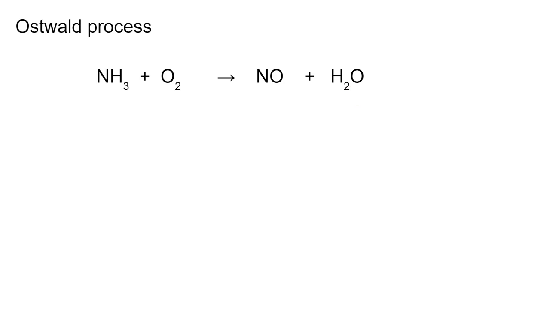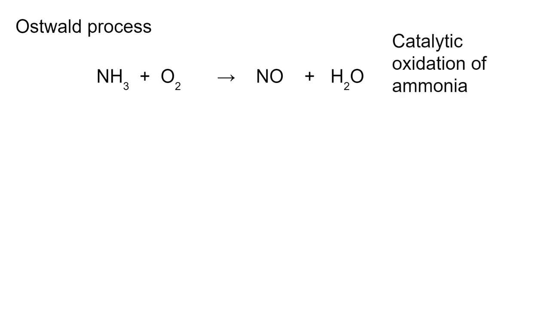I'm going to go through the three steps, but I'm not going to balance these equations yet. At a quick glance, you should see that this equation is not balanced. If nothing else, here I have two hydrogens and they've got three hydrogens, so this is not balanced yet. But let's first see what the three steps of the Oslo process are. I start out with a catalytic oxidation of ammonia to create nitrogen monoxide and water.